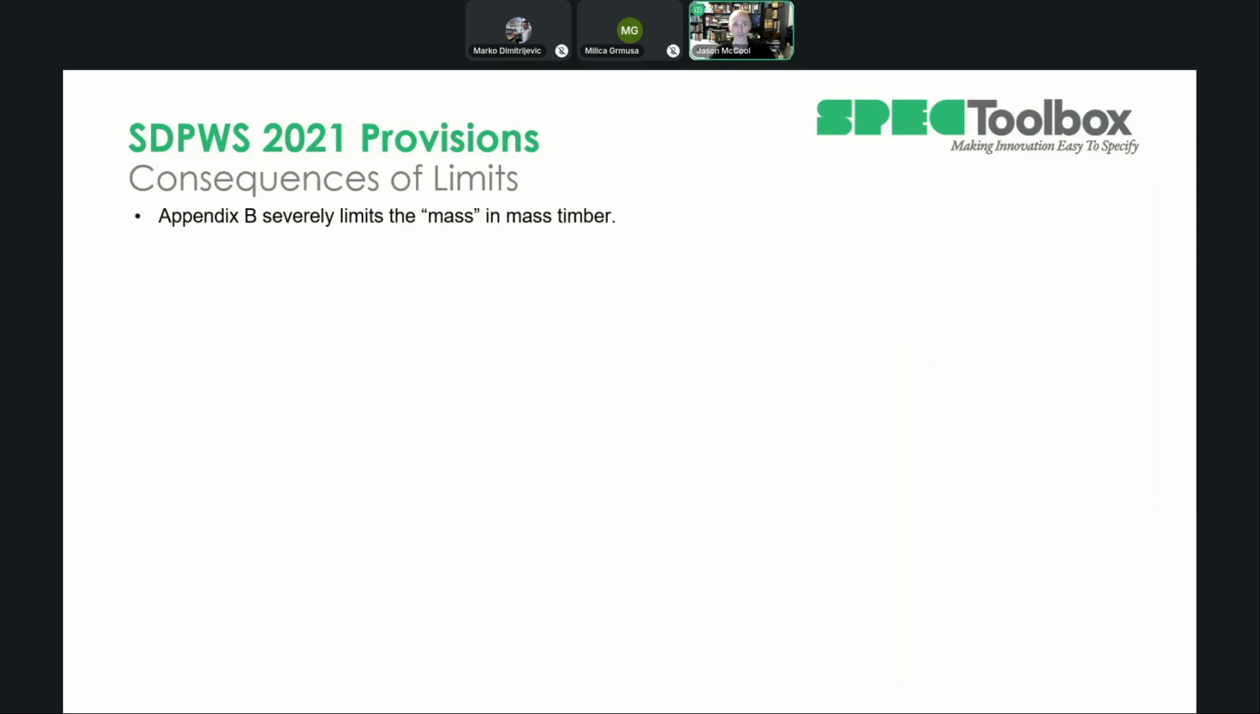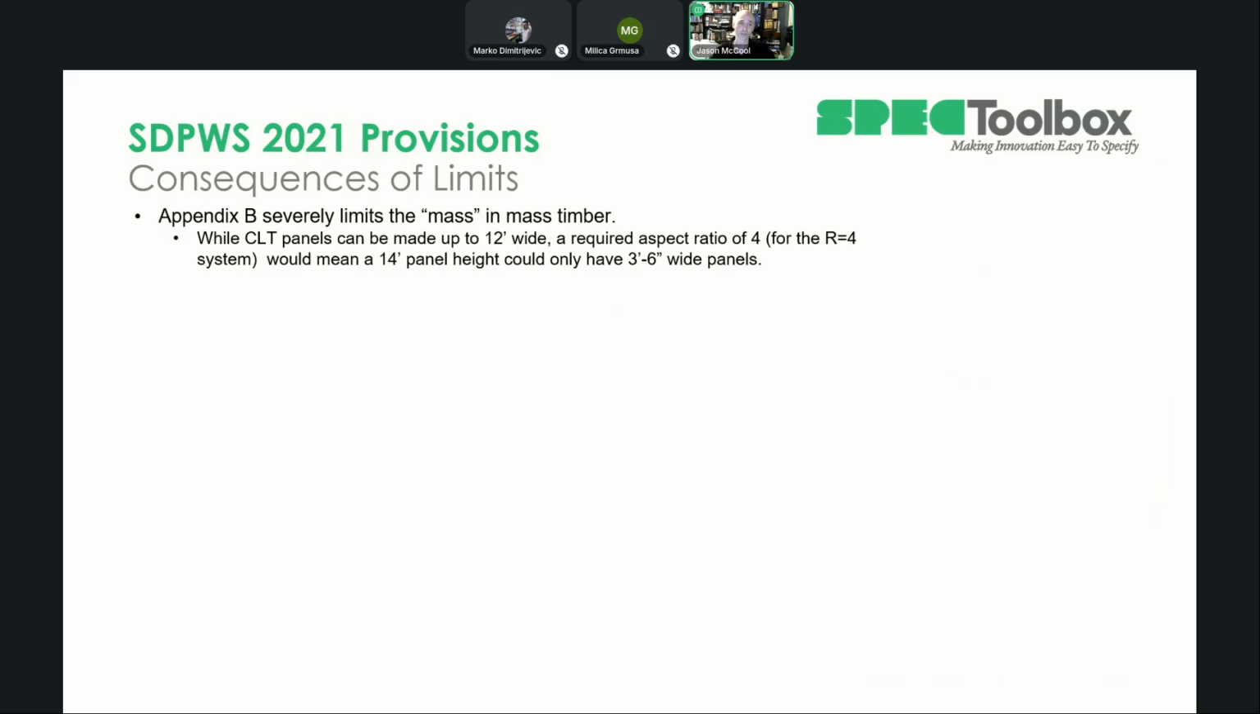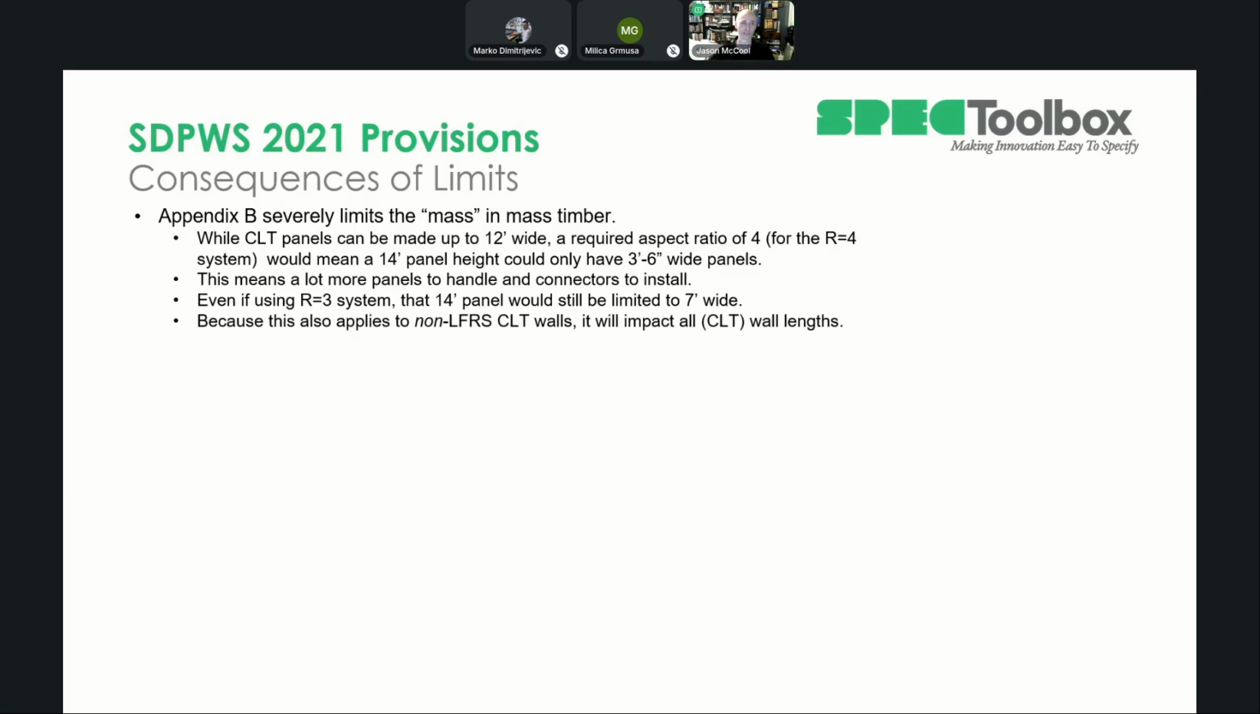So the consequences of these limits, of course, severely limit the mass in mass timber. Instead of having, say, 12-foot wide panels, like the previous project I worked on, where we had 11-foot wide shear wall panels, balloon frame, if I'm doing R equals 4 here, then with a typical floor height of 14 feet, I might only have 3.5 feet for my panel widths. So a lot more panels to handle in the field, a lot more connectors to install. And even if I go down to R equals 3, I'm still not going to max out my panel size. And this is going to apply to all of my CLT walls on the project.